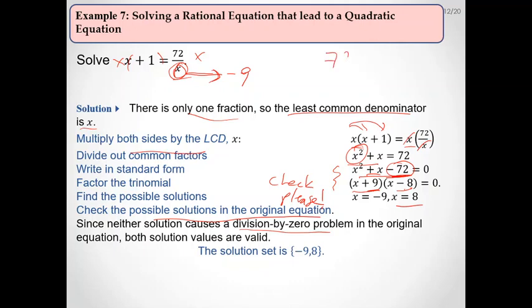So as you see here, you can put -9, it's okay. 8, okay, it's okay. So there's no problem, so the solution set is -9, 8. Let's do this try and check exercise. Please stop the video and try to solve it yourself first.